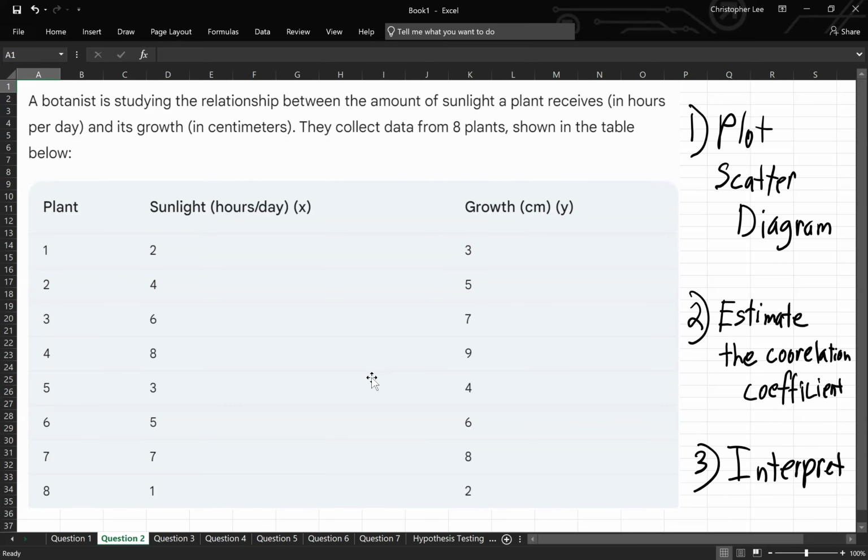All right, scatter plot time. All right. So a botanist is studying the relationship between the amount of sunlight a plant receives in hours per day and its growth in centimeters. They collect data from 8 plants and it is shown in the table below.